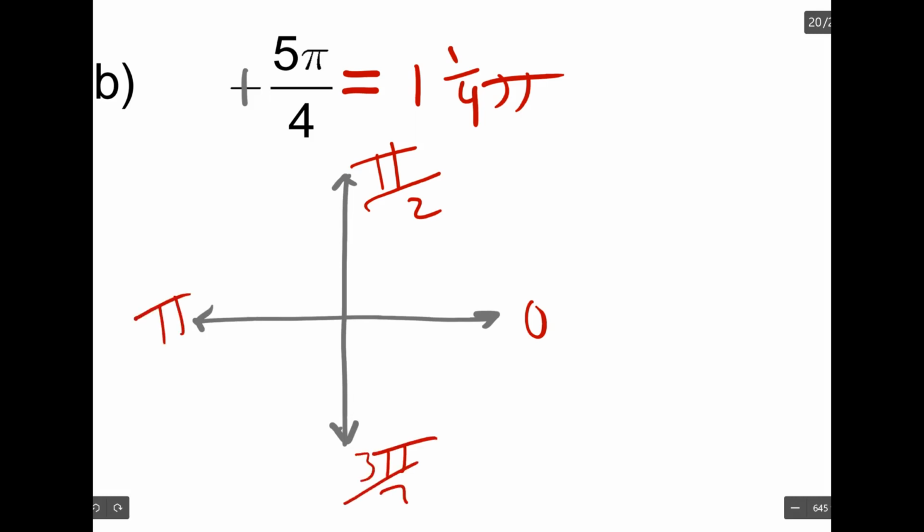Okay, so 1 and 1/4 pi is definitely going to be between pi and 1.5 pi. How do you figure out where to go, Zach? You just know. Great. Okay, so what you're trying to do is 1 and 1/4 pi. So you're going to go over to pi, and then how much further? 1/4, 1/4 of the way back to here. So it's 1 and 1/4.